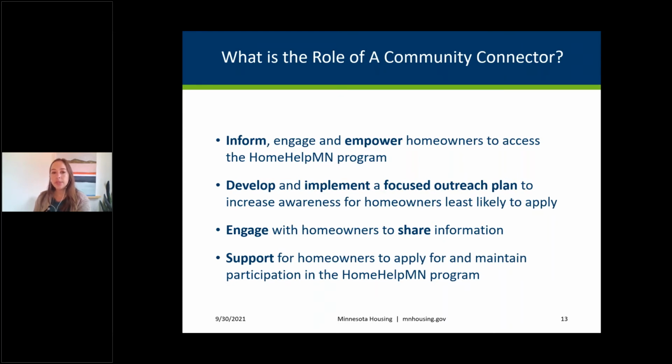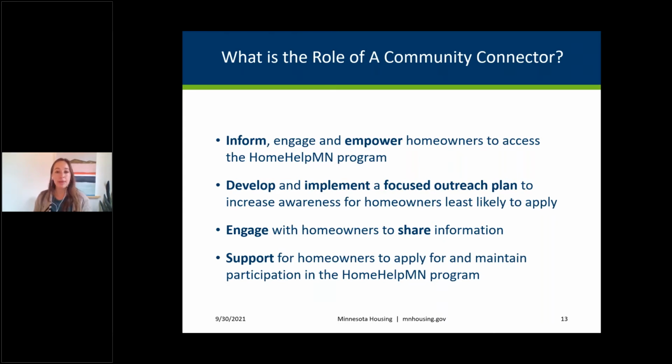So for this final bullet, what we're saying is that community connectors, just to be clear, will not actually be submitting any applications or providing counseling services. What they'll really do is just give homeowners enough information so that they know what they need to do to take that next step.